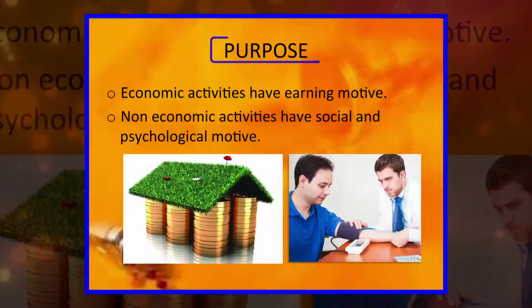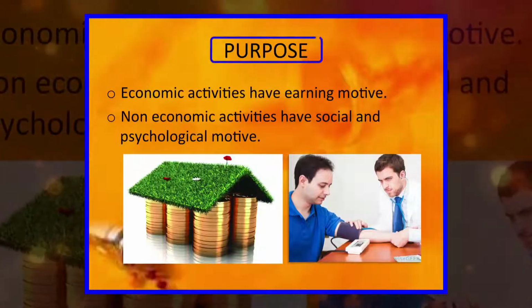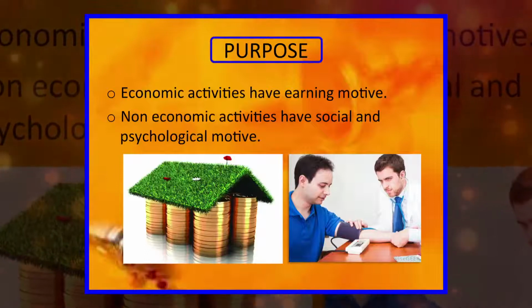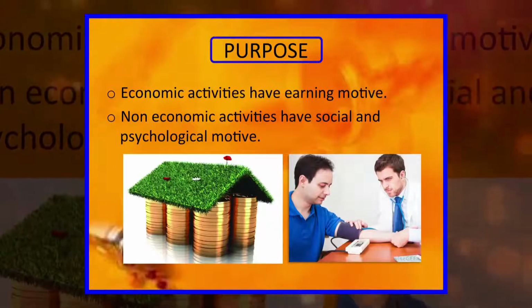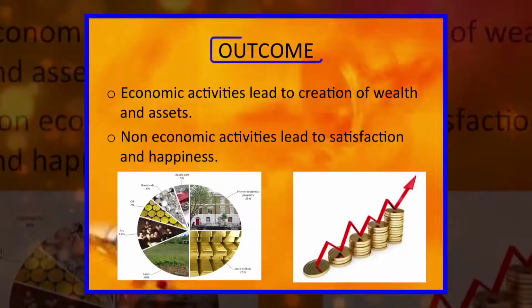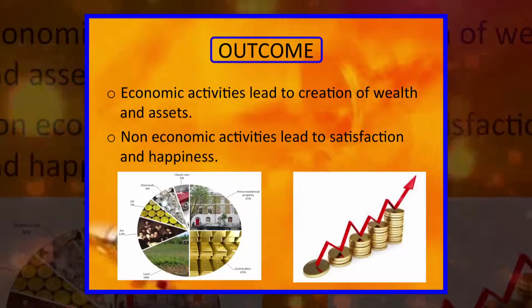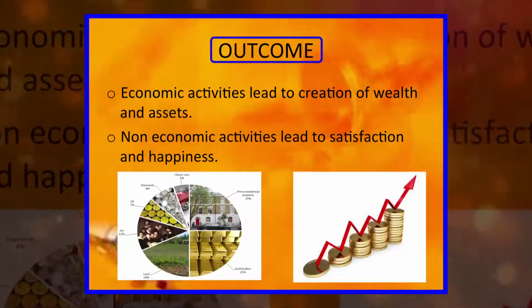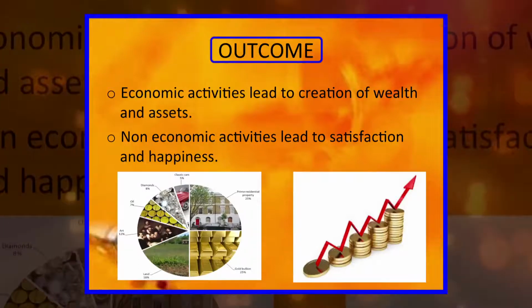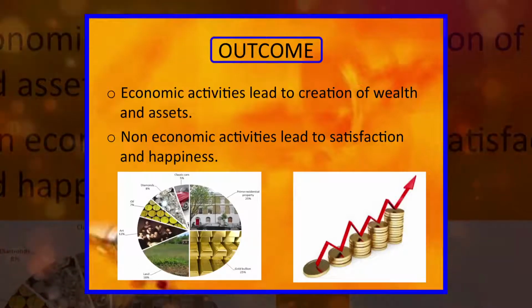Now, we are discussing the differences between economic activities and non-economic activities. We differentiate both the activities on the basis of some points. First is purpose. Earning motive is the main purpose of economic activity, while social and psychological motive is for non-economic activities. Second one is outcome. Creation of wealth and assets is the outcome of economic activity, while satisfaction and happiness is the outcome of non-economic activities.